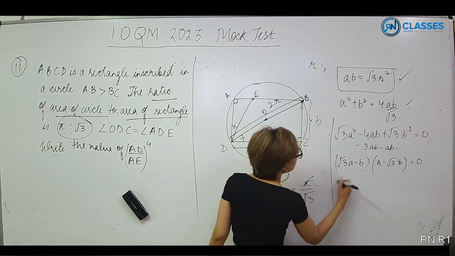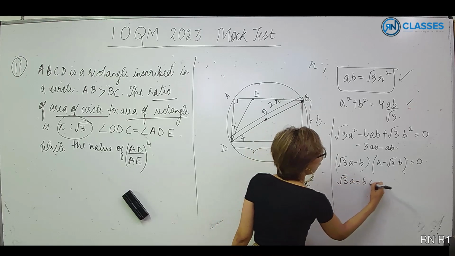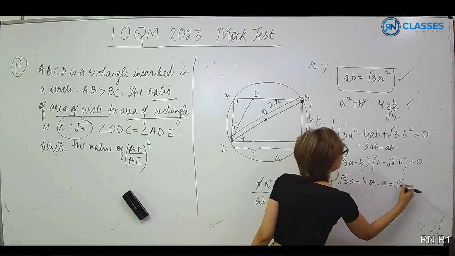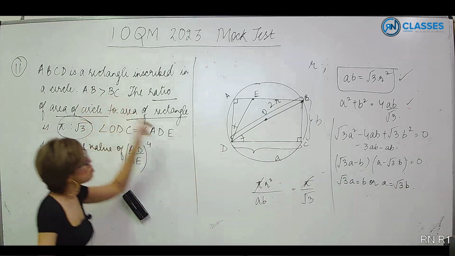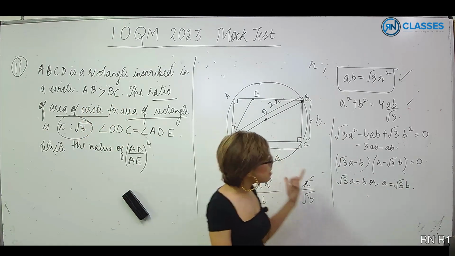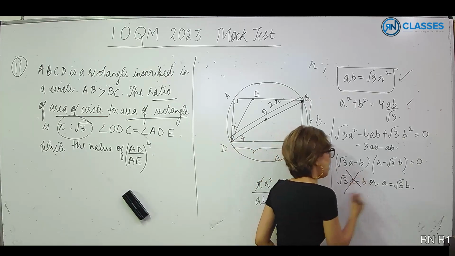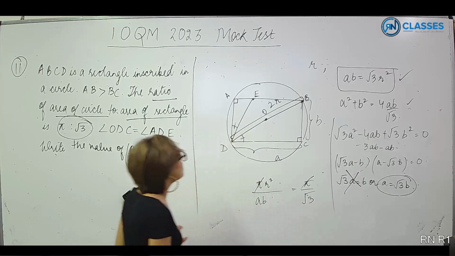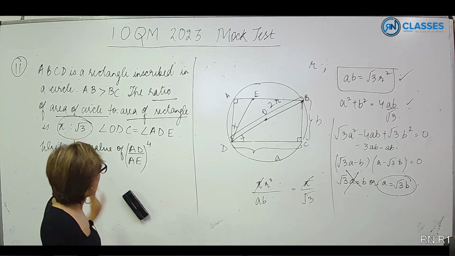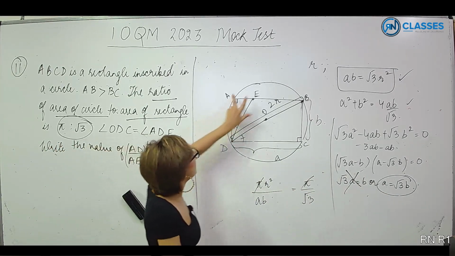Now, obviously root 3A is equal to B, or the other case is A is equal to root 3B. Now, he did say that AB is greater than BC. So that means A is greater. If A is greater, obviously I will reject this and I will come on to this, because A is the greater one. Right? And the question was not that. I was interested in AD by AE.